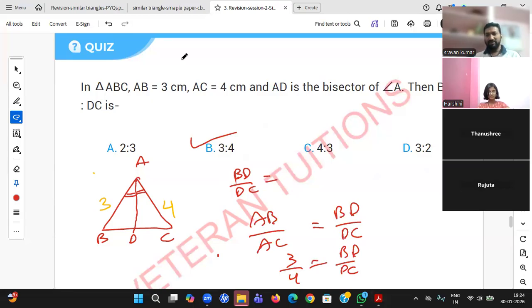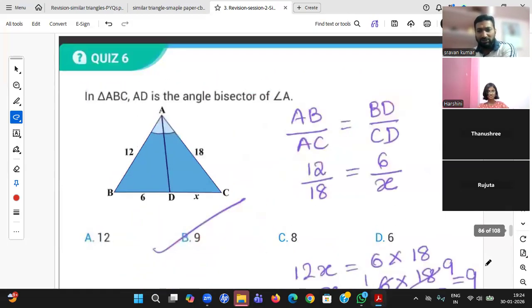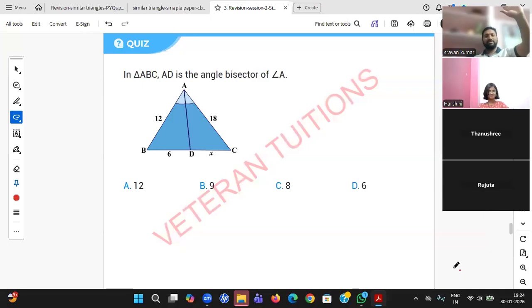Yes, Rujita, right answer. This is one theorem which I just wanted to add. Do you want to do this? Okay, do this. Find the value.